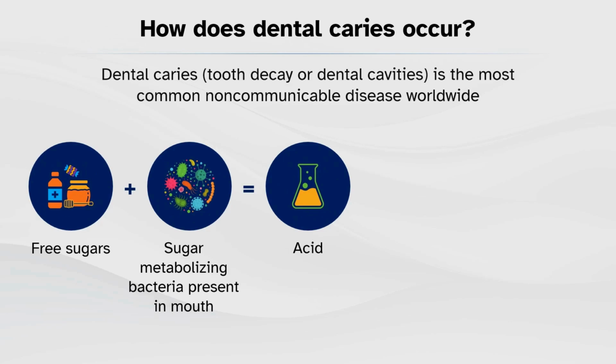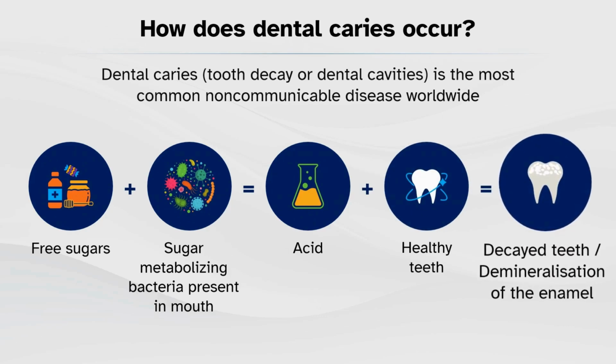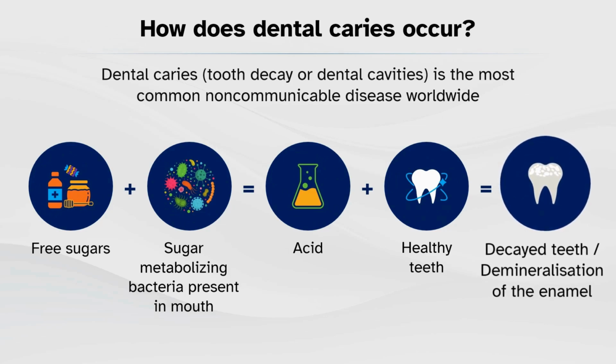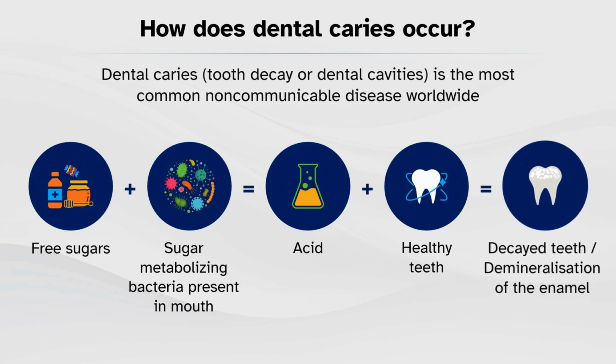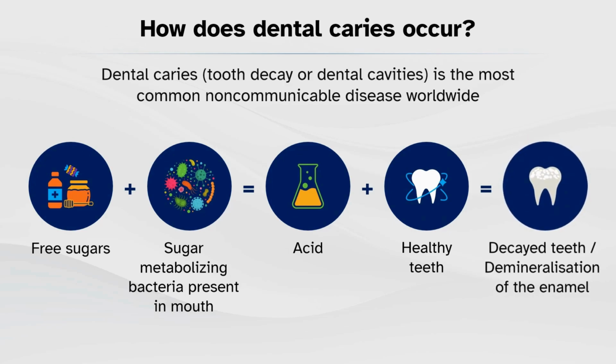These acids attack enamel and damage it. This is called demineralization of the enamel. The speed of demineralization will be faster if the intake of free sugars is frequent. If demineralization is not addressed on time, it can lead to decay and cavity formation.